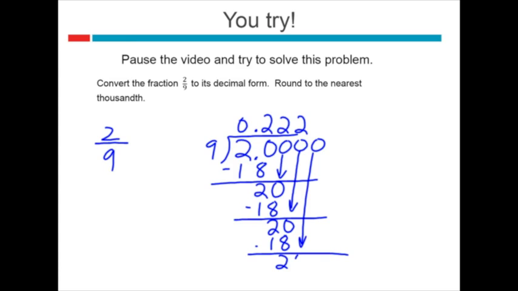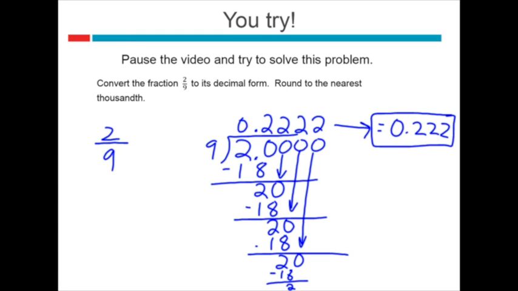So we'll bring down one more 0. 9 goes into 20 2 times. And 2 times 9 is 18. Subtract, and we get 2 again. So we can now round this to the nearest thousandths place, which will be 0.222. So this is the answer rounded to the nearest thousandth place, which is what I asked of you.